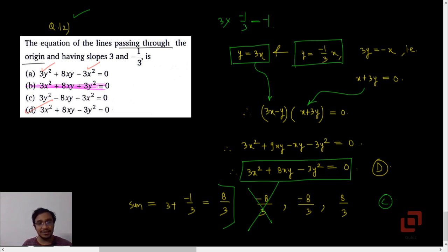Now the problem with C is, equation C can be obtained by multiplying equation D by minus 1. See, now here 3x squared and 8xy are negative. In option D, 3x squared and 8xy are positive. In option C, 3y squared is positive, and here 3y squared is negative. So C and D actually represent one and the same pair of straight lines. So in this question both the options C and D are correct. So that is question 12. Both the options are correct.